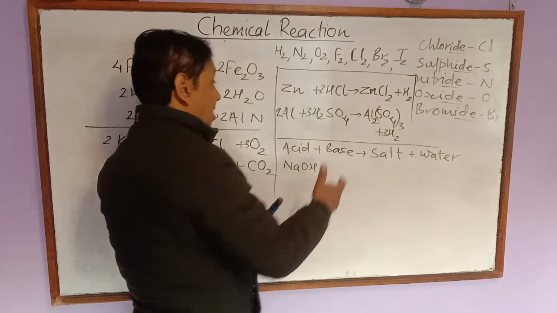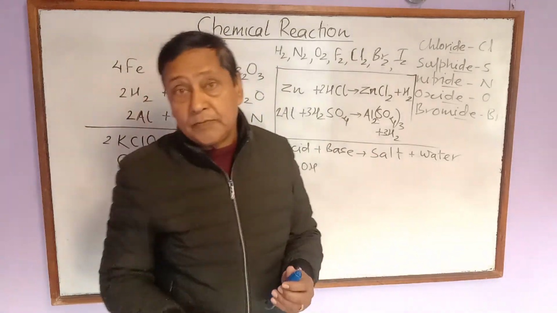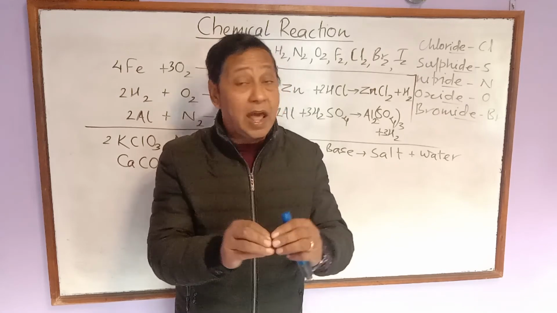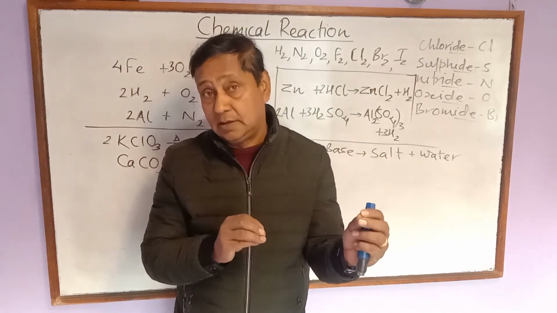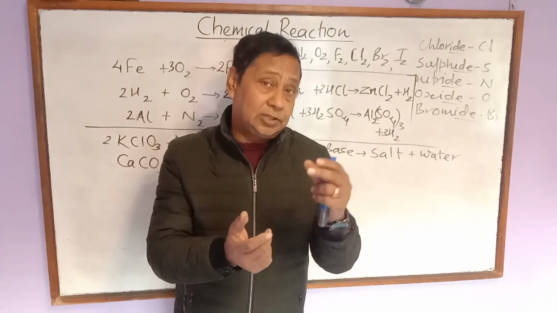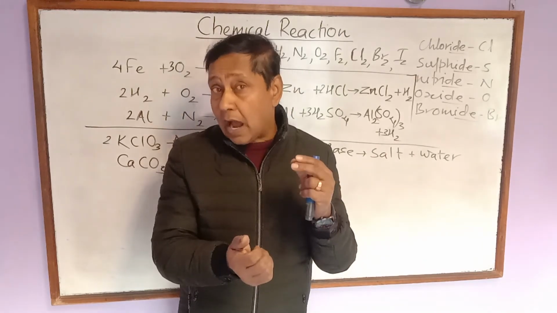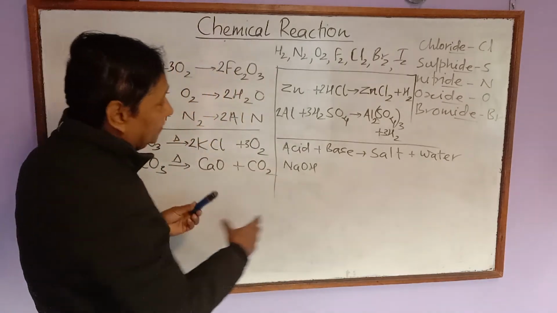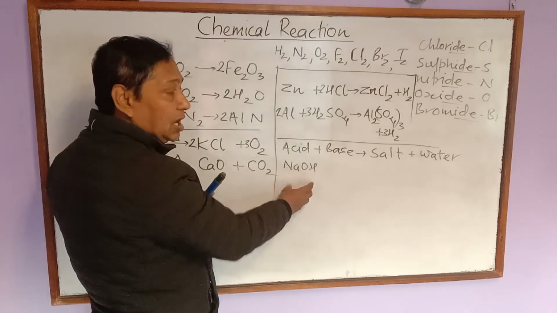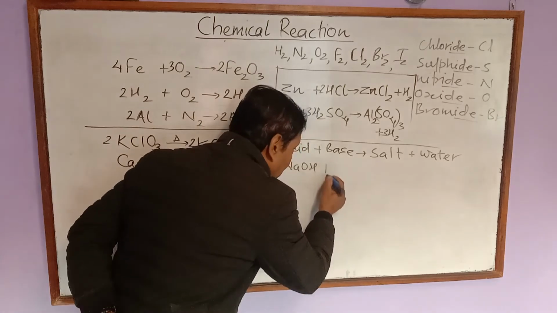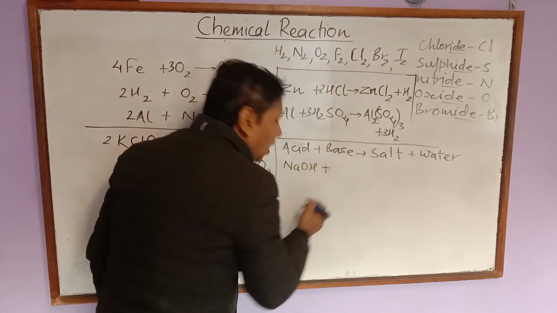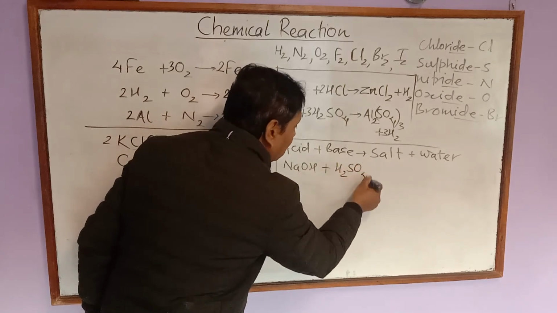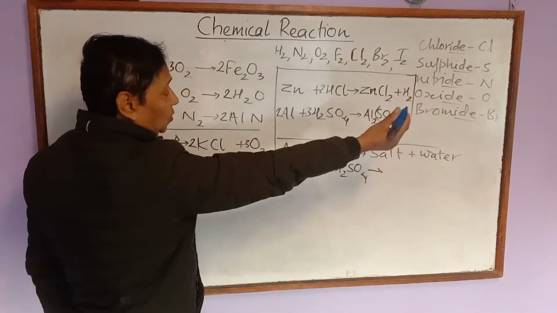And acid is identified as what? A compound having hydrogen, and when it is placed in liquid, it gives hydrogen ion. They are sulfuric acid, nitric acid, hydrochloric acid, and other acids are also there, oxalic acid, acetic acid, etc. This is a metallic hydroxide base. If it reacts with nitric acid, or let's say sulfuric acid, H2SO4, then what happens? Salt forms and water forms.